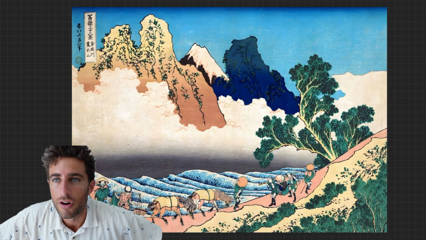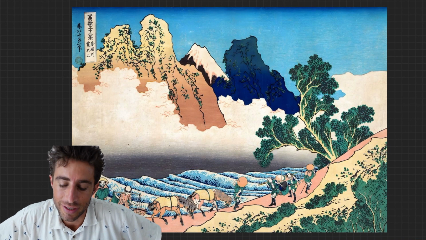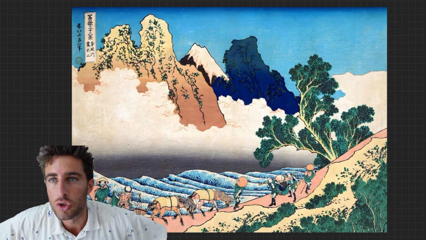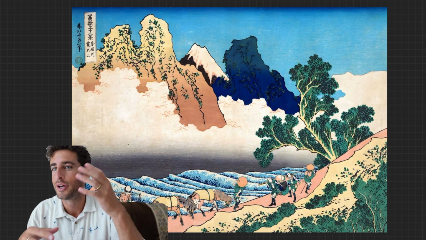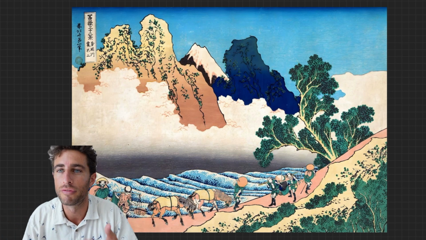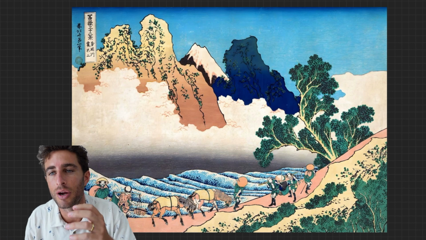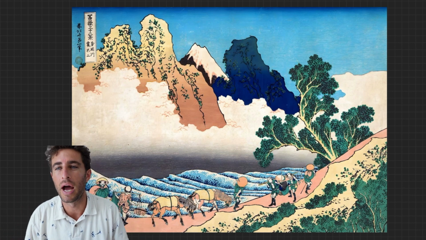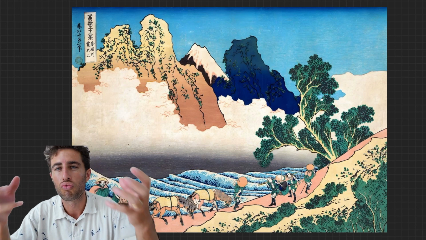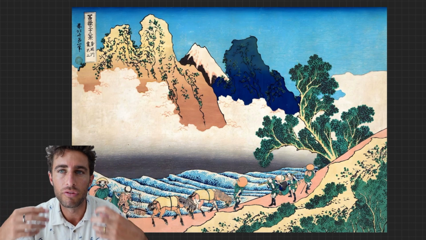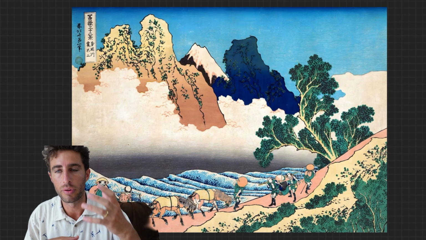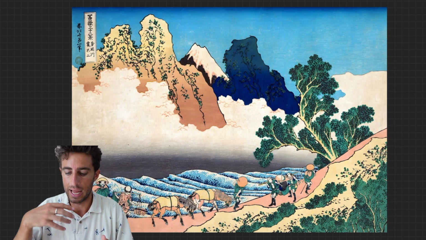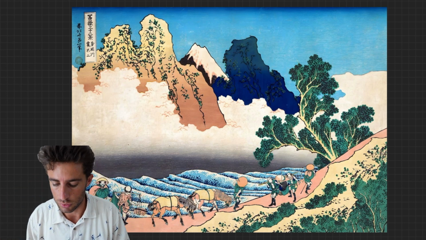So here we have our last view of Mount Fuji for the day. I really enjoy this picture. It was really hard for me to pick just a few of the 36 images that Hokusai made for this series. I experienced them all to be really easy on the eyes, really visually relaxing, really pleasant, both in their composition and in the colors that are used.